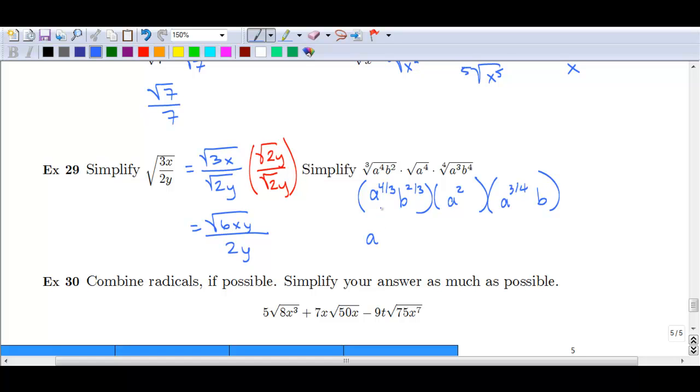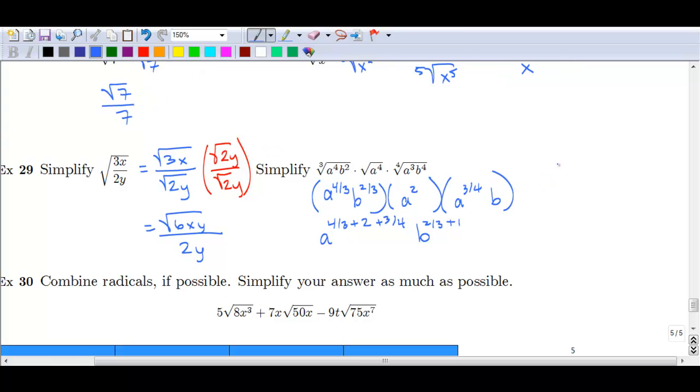So now we're going to put like terms together. So we have a to the 4/3. Since we're multiplying, we're going to add the exponents. So a to the 4/3 plus 2 plus 3/4, and b to the 2/3 plus 1. So again, practice with our fractions here. We'll practice our fraction addition over here on the side.